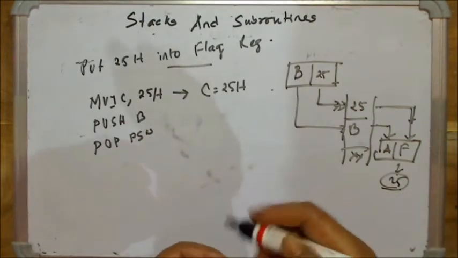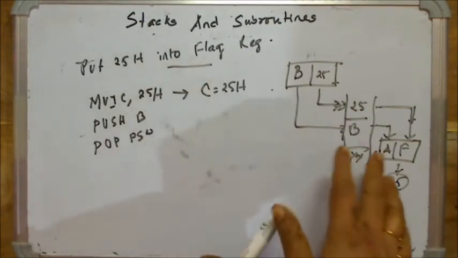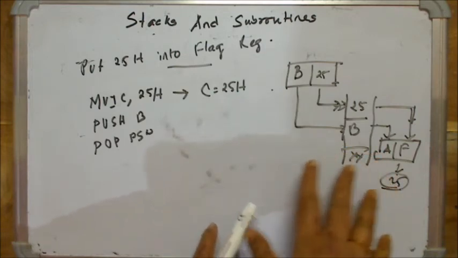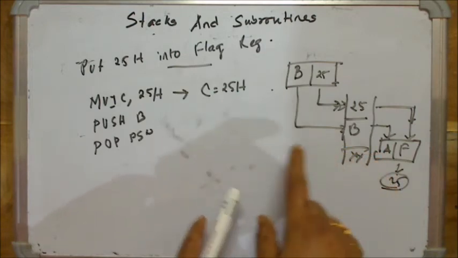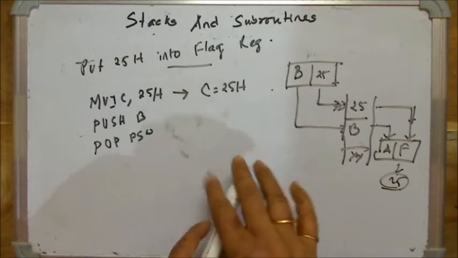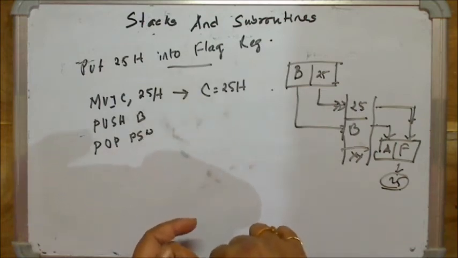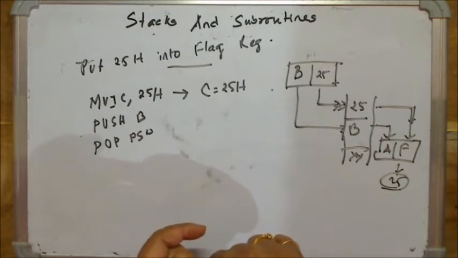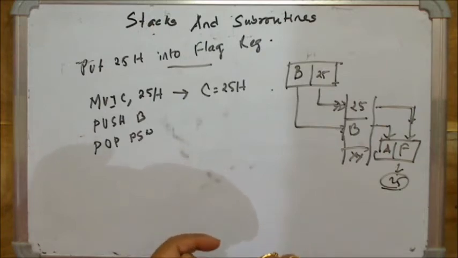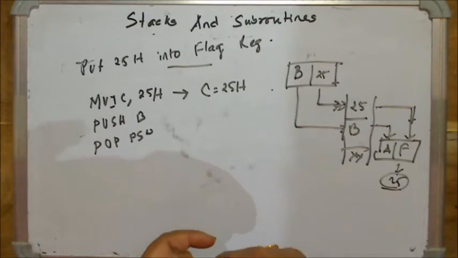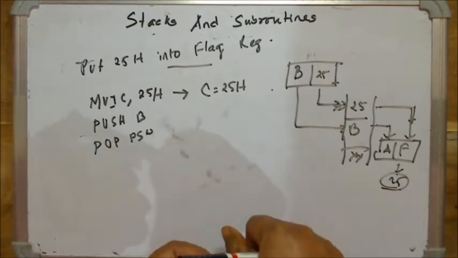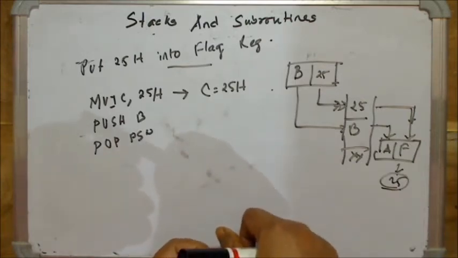Can you change the value of F by any other instruction? No, this is only possible by push and pop. So please tell me, do you understand this? To read from the flag register and write into the flag register, this is only possible using the stack.